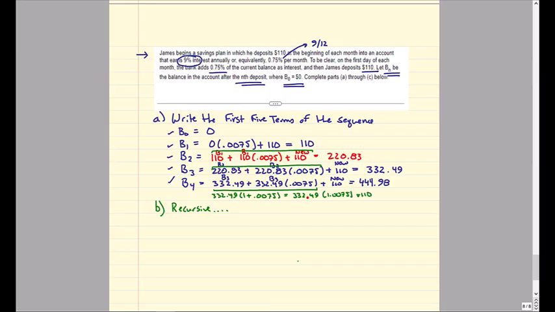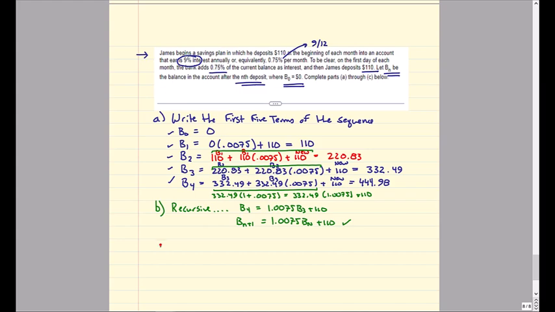So this 332.49 is our recursive part because that came from B3. So B4 is equal to B3 times 1.0075 plus 110. But I need to write this out generically. So I would go B sub n plus 1 is equal to 1.0075 B sub n plus 110. So that's the recursive relationship.